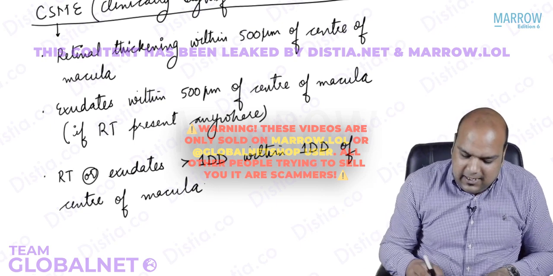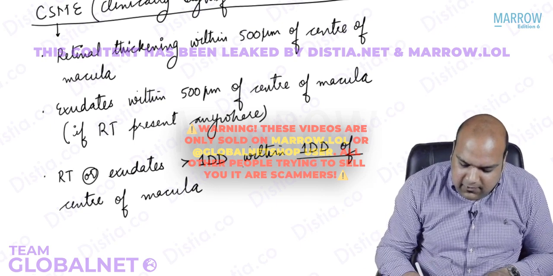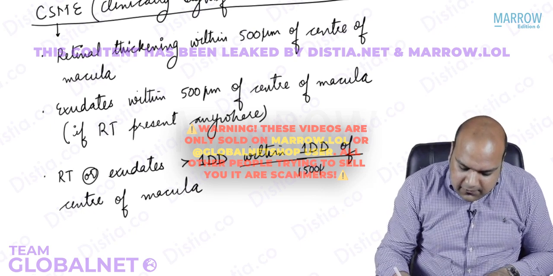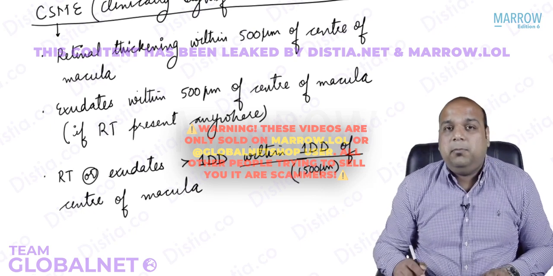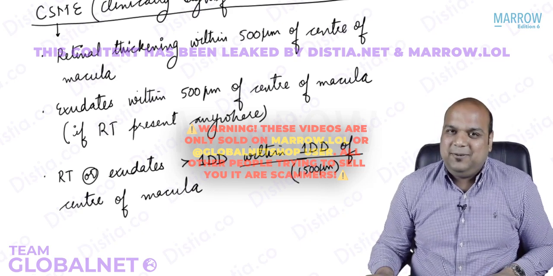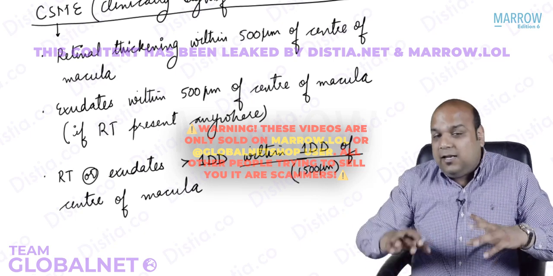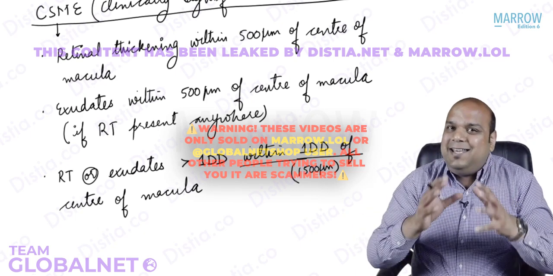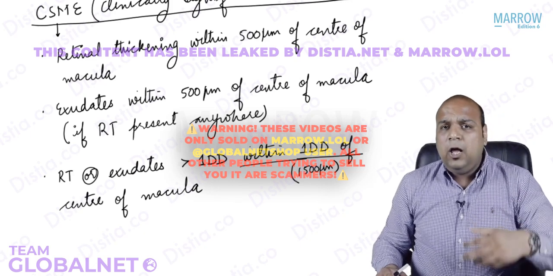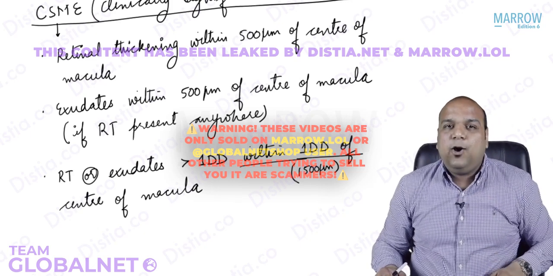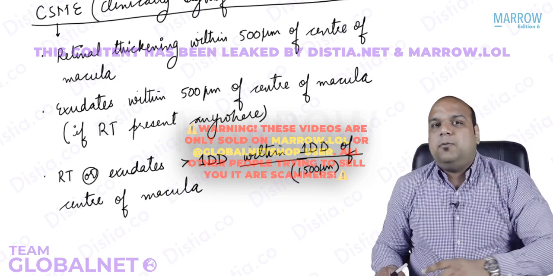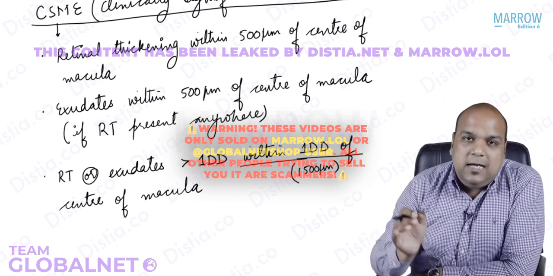We have increased the area. We have increased the area to within 1 disc diameter. Within 1 disc diameter means within 1500 micron. I hope you remember 1 disc diameter is 1.5 mm, which is 1500 micron. But then if we have increased the distance, everybody, then the size of the lesion itself becomes important. So retinal thickening itself should be 1 disc diameter, or exudate should be covering an area of 1 disc diameter. I hope we are clear about this. That is our first complication, everybody, macular edema.